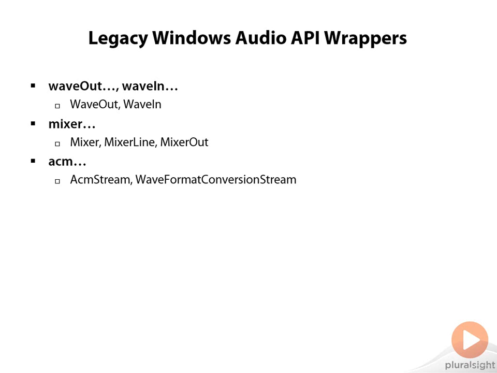There's also a series of Windows APIs that begin with ACM, and ACM stands for Audio Compression Manager. It basically gives you access to the audio codecs that you've got installed on Windows. NAudio provides the AcmStream class that gives you fairly low-level access to these ACM functions, as well as WaveFormatConversionStream, which is a slightly higher level wrapper for use in signal chains.